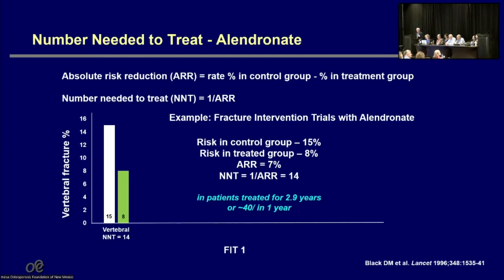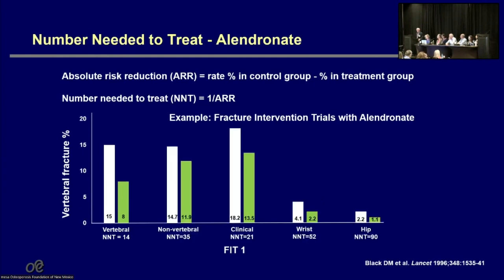But you have to qualify that because the patients were treated for 2.9 years. So if you want to know the number needed to treat for 1 year, you have to then factor in the interval of therapy. In that same study, you could calculate the number needed to treat for whatever fracture you wanted to look at, and you get really different numbers.